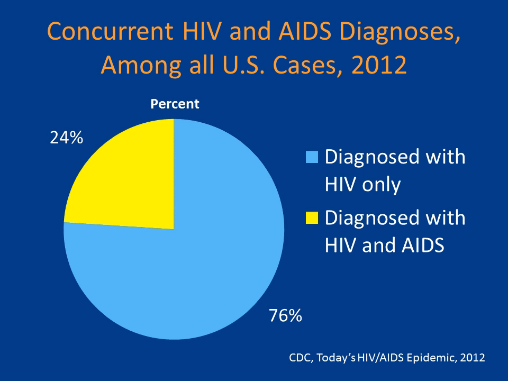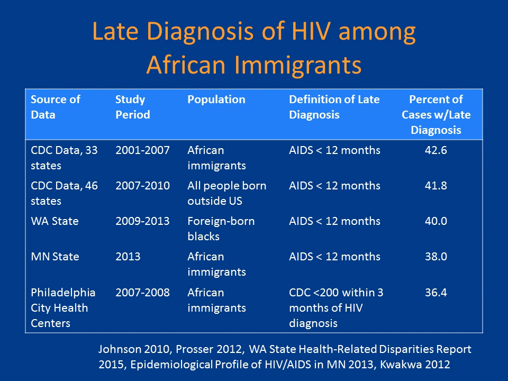But when we look at this issue in African immigrants, you see a little bit of a different pattern. This table is a little bit busy. The first column shows the source of the data for all of these numbers, and then the next column is the study period, and then how the population is defined, and how the late diagnosis was defined for each of these analyses. But you can see in the last column the proportion of cases in all of these areas that met criteria for having a late diagnosis. And that hovers right around 40% for African immigrants. And I think it's fascinating, actually, that it's so similar across these different areas.